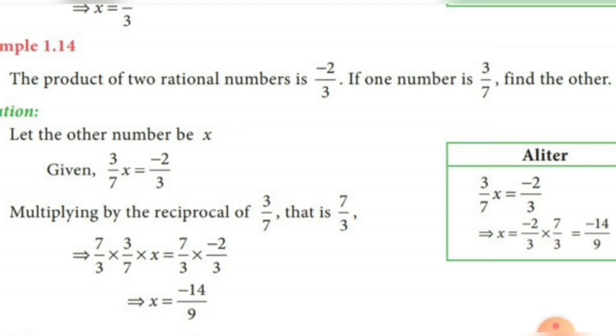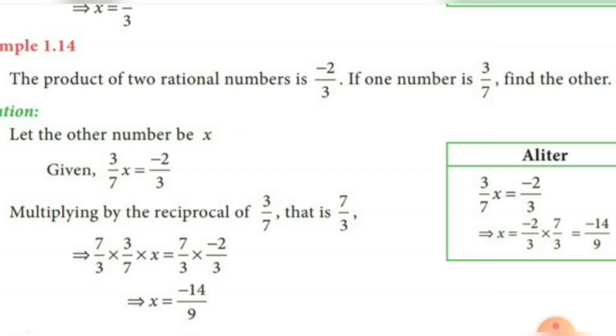So that one they wrote on this side. Multiplication on this side means we also have to do multiplication on that side. So 7 by 3 into 3 by 7 equal to 7 by 3 into minus 2 by 3. 7 7 cancel, 3 3 cancel, this side only x. 7 2s are 14, plus into minus is minus, so minus 14, and 3 3s are 9. So that is the answer.